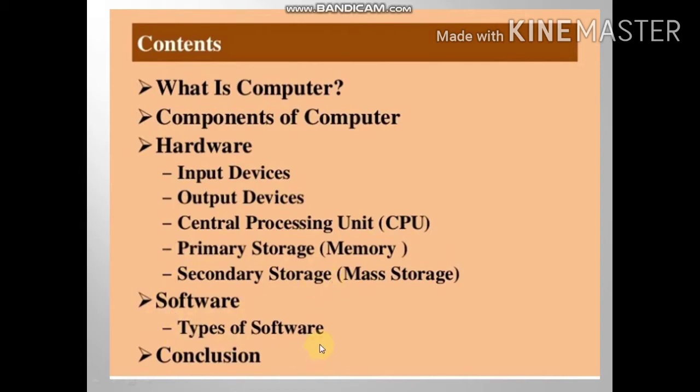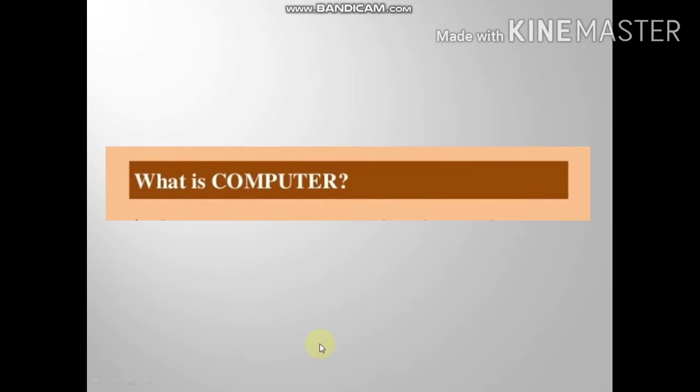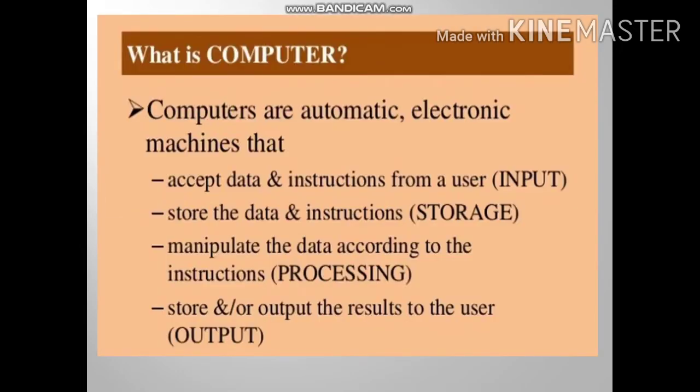Let's see. What is computer? Then you say the answer. Computer is an electronic machine. It works fast and accurate, but some changes we do in the definition of computer. Now let's see. What is computer?